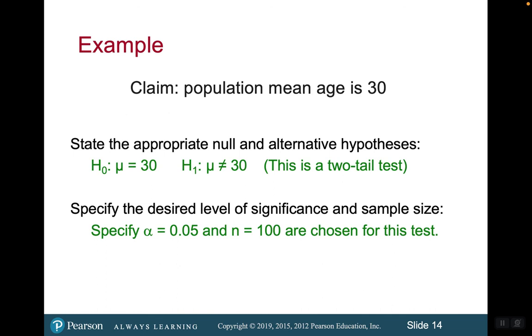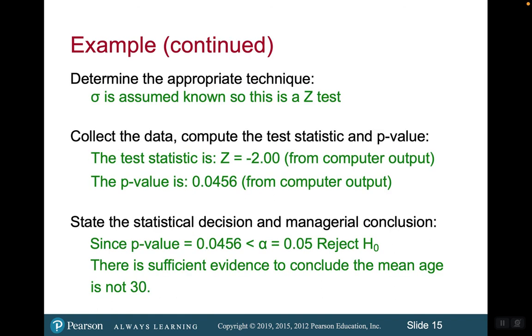And then we'll go through and ask, what's our level of significance, and what's our sample size? We're going to say our level of significance is 5%, 0.05, and our sample size is going to be 100. All right.